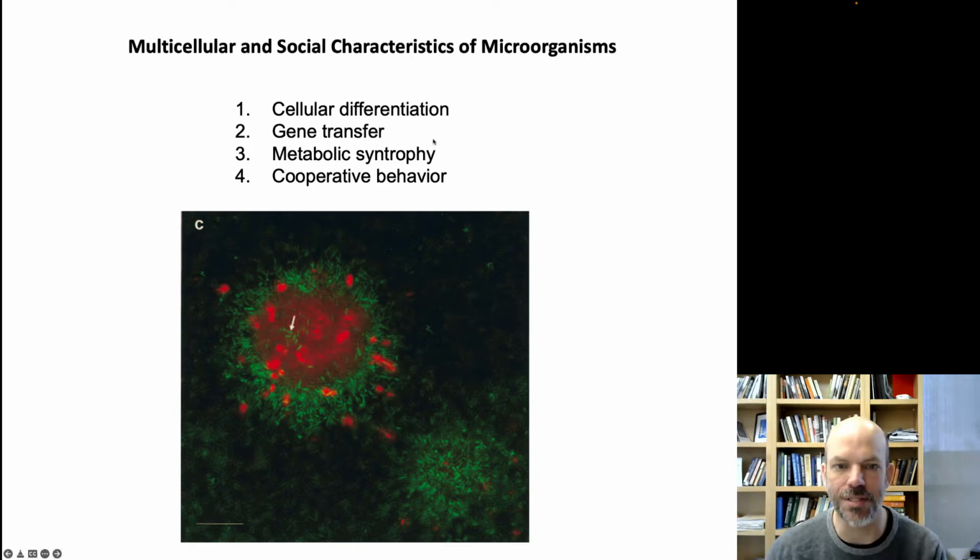I have four themes, four examples, four characteristics explaining my argument for why we perhaps should think about microbes as being multicellular and social. The first one is cellular differentiation, which is being shown in this image. Nearly all microbial species have some form of ability to differentiate their cells, that is, to have different cell types within one population of cells, with different cell types being adapted and specialized for different functions.